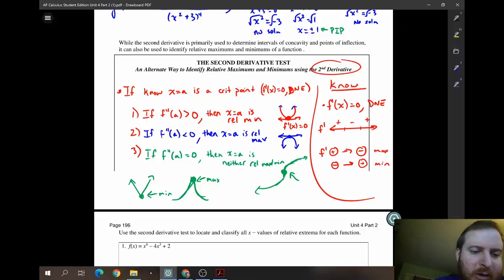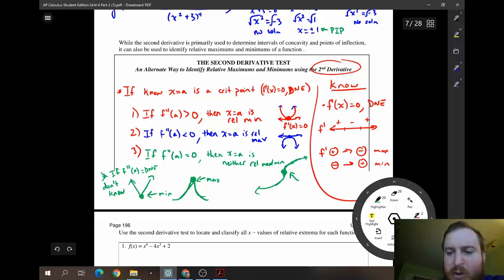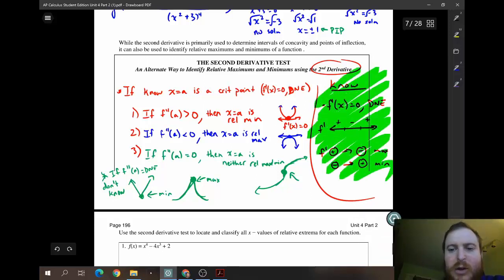So D and E, we don't really know. So if you want to add yourself a little case, like, if f double prime of a is D and E or undefined, then it's just kind of like we don't know. So in that case, the second derivative test fails, and you would just have to go back to this process of doing the number line analysis.